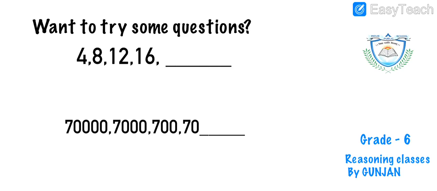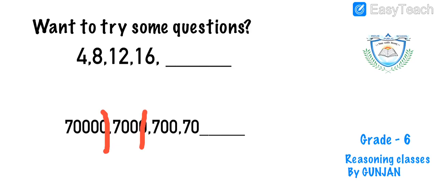So in this case, you cannot solve this number series by simply finding the difference. You need to apply some other logic. Now see, one easy method is to count the number of zeros. There are 4, 3, 2, 1 zeros. Now, if I remove 1 zero, it becomes 7,000, which is our next number.